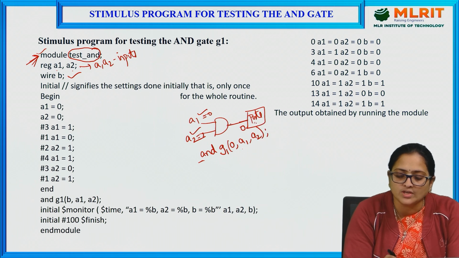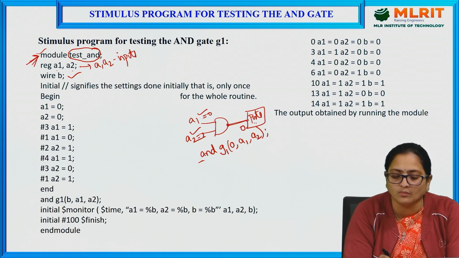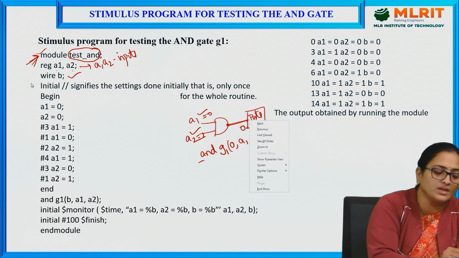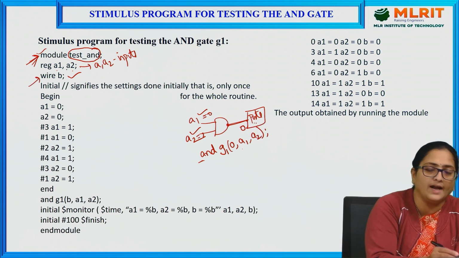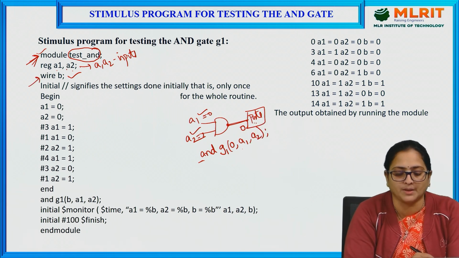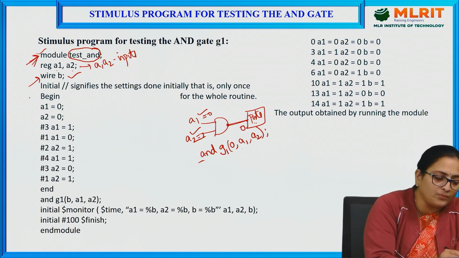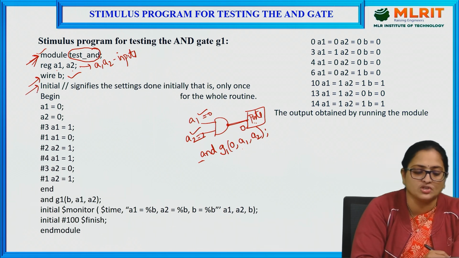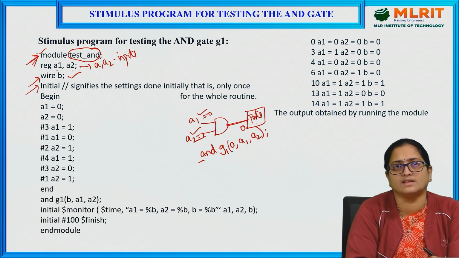So, I have to connect the output of the AND gate to the port through a wire. I am using a keyword called wire and initiated with the B. Next, the fourth statement, I started with the initial. What does the initial signify?